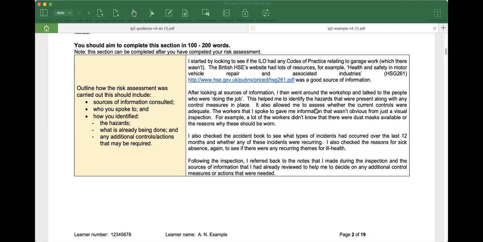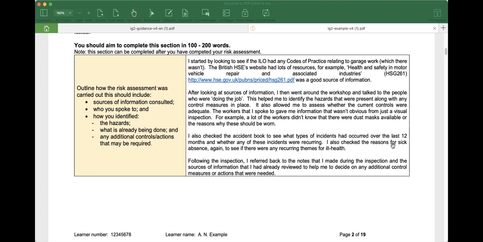It also allowed me to assess whether the current controls were adequate. The workers that I spoke to gave me information that wasn't obvious from just a visual inspection. For example, a lot of the workers didn't know that there were dust masks available or the reasons why these should be worn. I also checked the accident book to see what types of incidents had occurred over the last 12 months and whether any of these incidents were recurring.